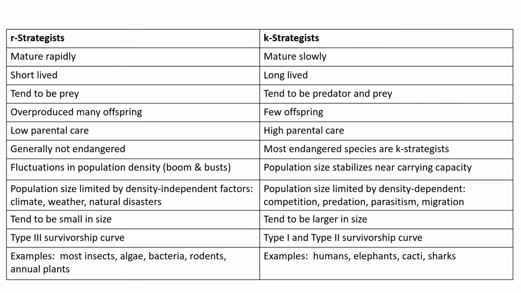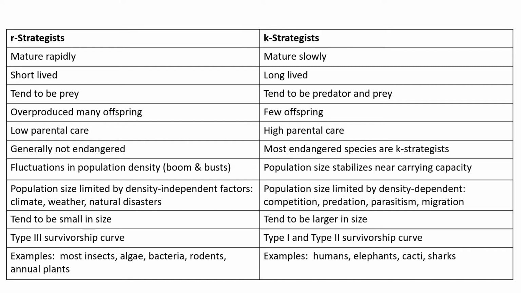They produce lots and lots and lots of offspring because they die off pretty quickly because there's very low parental care. So basically, parents kind of have them and forget them. Generally, our R strategists are not endangered because they tend to be generalist species. They end up with population fluctuations, which we'll talk about a little bit in that last topic, 3.5. And they're limited by density independent factors, which we'll go into a little bit more further on in the PowerPoint.